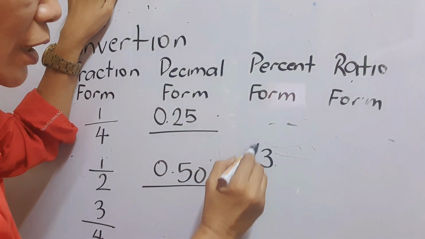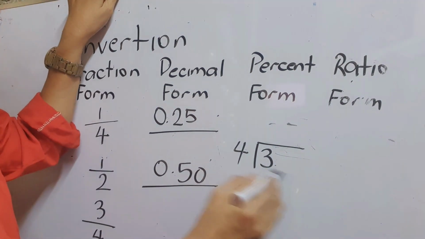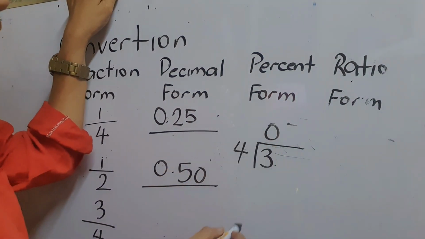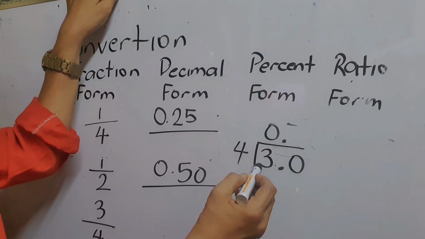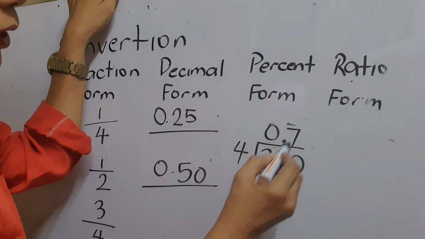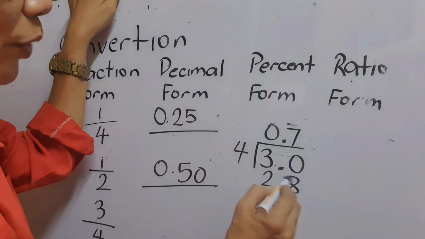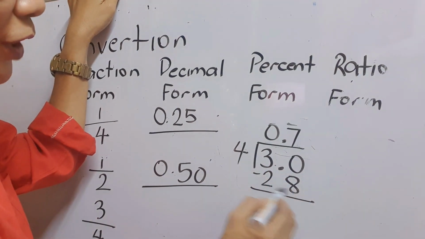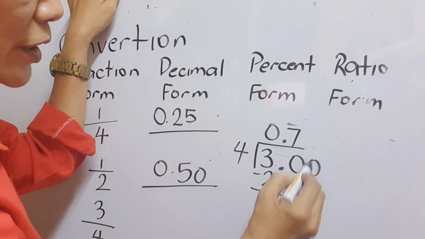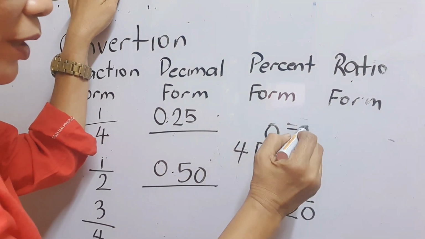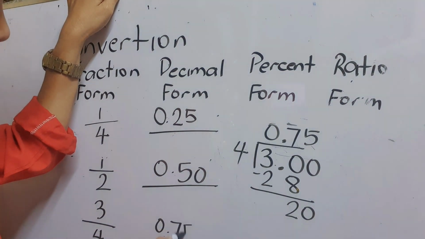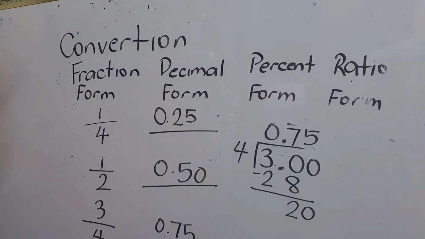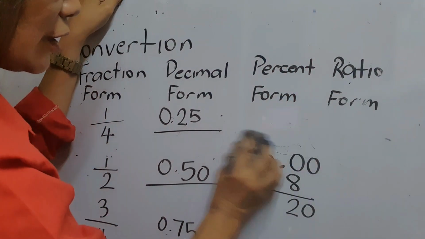Okay, another one here is 3/4. Okay, so 3 divided by 4. So, sa 3, ilan ang 4? Wala. Dagdag tayo ng point. Lagyan natin ng point. So, 30. Sa 30, ilan ang 4? We have 7. 7 times 4, that is 28. Minus 30 minus 28 is 2. Lagyan tayo ng 0. Another 0 here. 20 divided by 4 is 5. Ayun na po. 0.75.